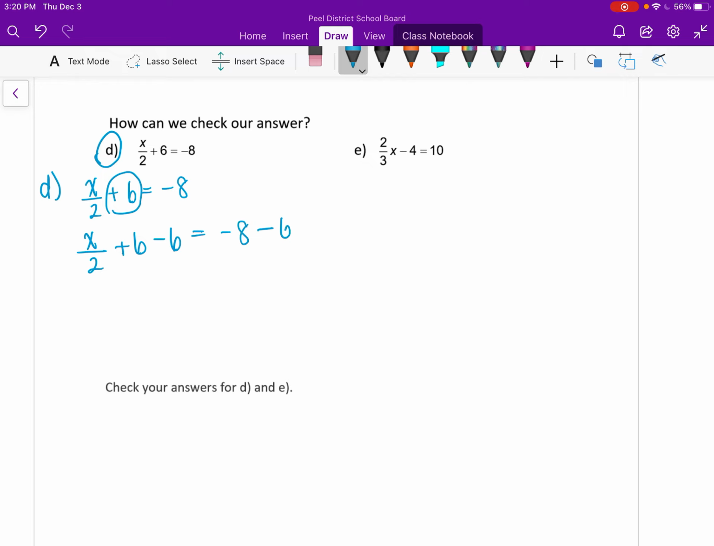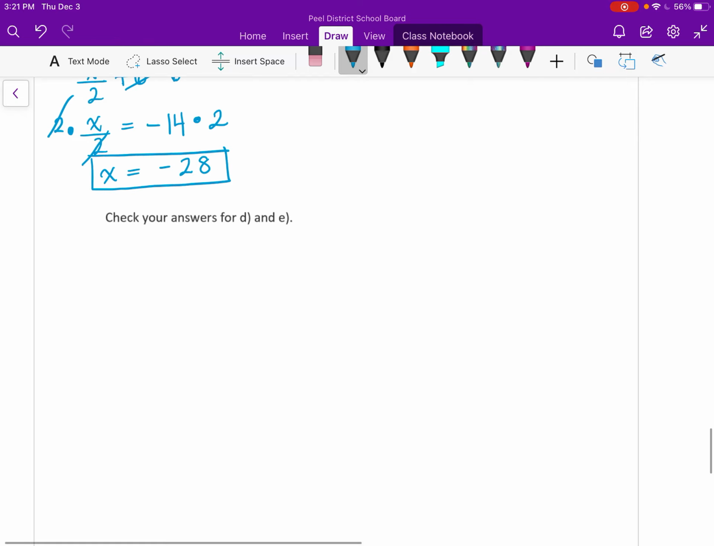Whatever I do to one side, I got to do to the other, so I got a minus 6 on that side. So I'm left with x over 2, positive 6 minus 6 is 0. Negative 8 minus 6 is equal to negative 14, right? Now I have this 2 at the bottom, so I want to get rid of it. So this is x divided by 2. The opposite of division is multiplication, so I'm going to do multiplied by 2. So I'm going to get rid of that. Whatever I do to one side, I got to do to the other. So I have x multiplied by 2, which is equal to negative 28. So I know that x is negative 28.